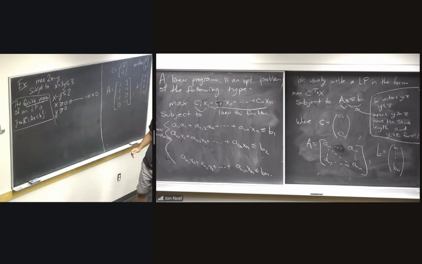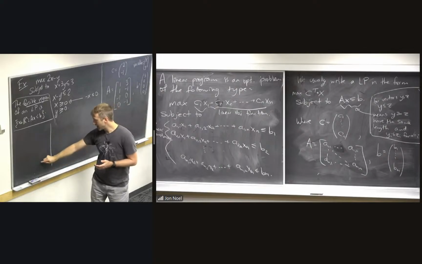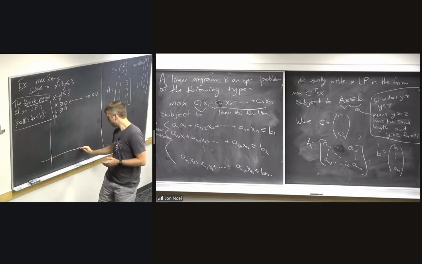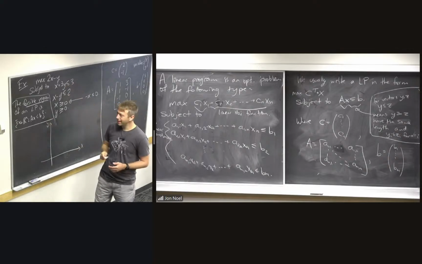So to start getting some intuition about linear programs, we can think of things quite geometrically. These things are particularly nice when you're dealing with just two variables like x and y. You can just plot the feasible region, right?